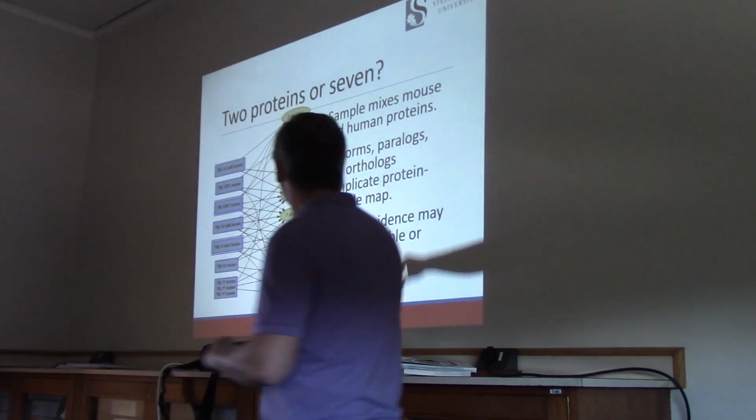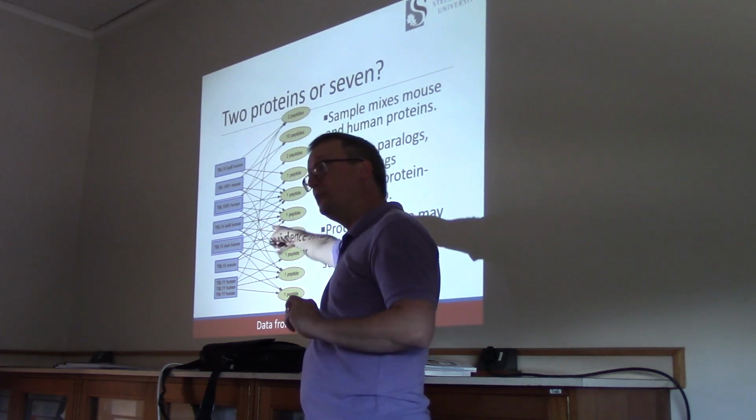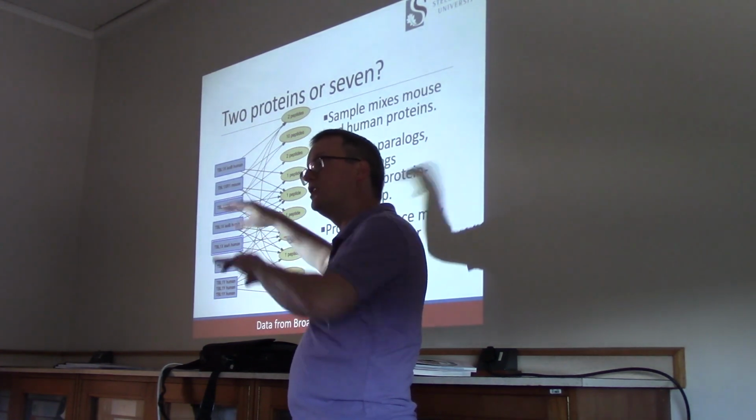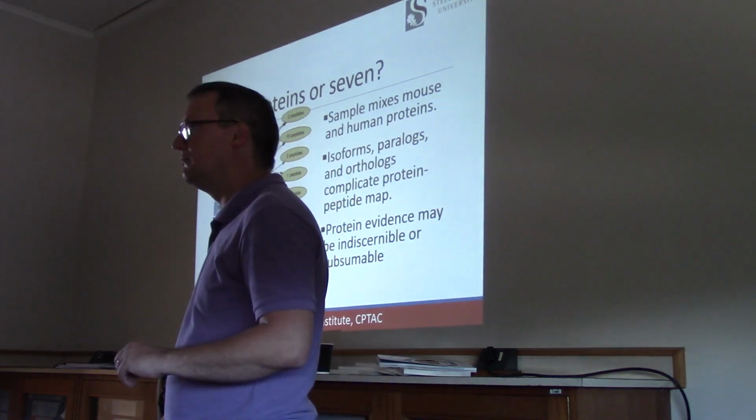Okay, so in this case, you've seen a complex example get decomposed down to 2 proteins rather than 7 to explain all of these peptides. Any questions? Okay.